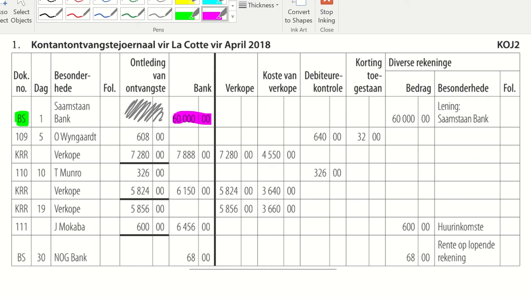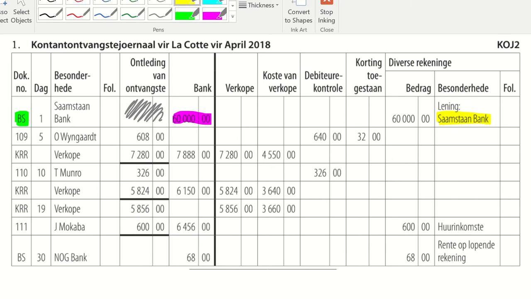Okay, en dan is dit ook natuurlik in diverse rekeninge. And in English it will say there, loan Unity Bank, lening Saamstaan Bank. Onthou om die bank se naam asseblief by te sit, anders gaan jy nie jou punte kry nie. So die bank se naam is baie belangrik daarbey.